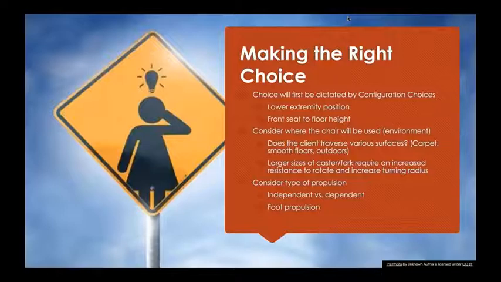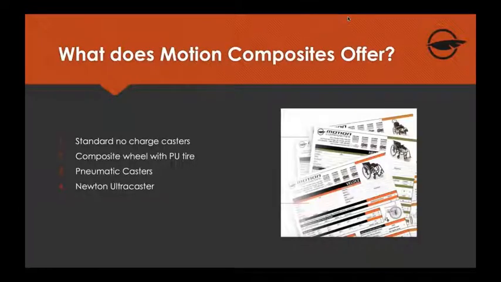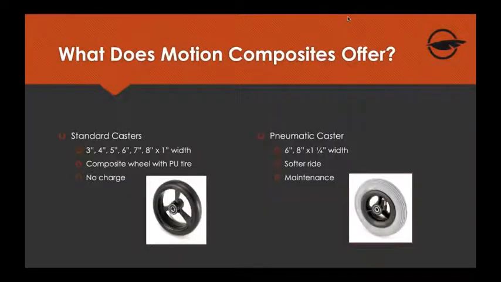So all of these things have to play into that choice. So what does Motion Composites offer? We're just going to go through quickly what we offer on the order form just for the casters. Really, we have a standard caster that tends to be 1-inch width. Some are a little bit wider. They're a composite wheel with a polyurethane tire, and they're no charge.